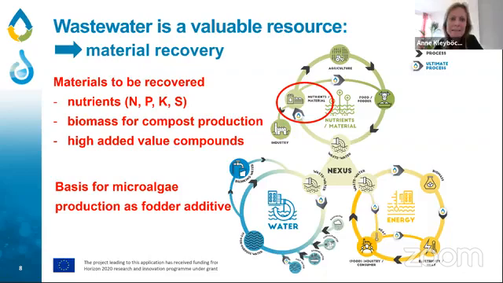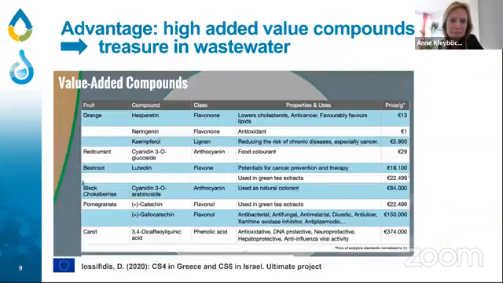Wastewater also contains different materials depending on the source of the wastewater. Usually it's nutrients like nitrogen, phosphorus, potassium, and it can also contain sulfur. We have biomass in the wastewater, which can then be used for compost production, and it can also contain high added value compounds.